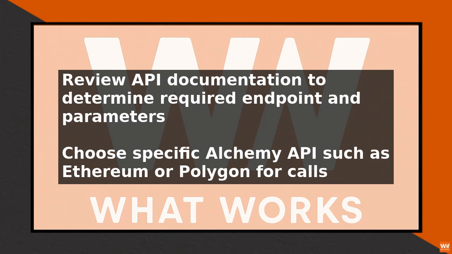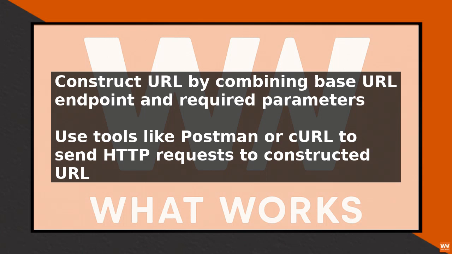Alchemy API endpoints are organized by category, such as blocks, transactions, and contracts. Each endpoint has a specific URL and accepts certain parameters. To make an API call, construct the URL by combining the base URL, the endpoint, and any required parameters.